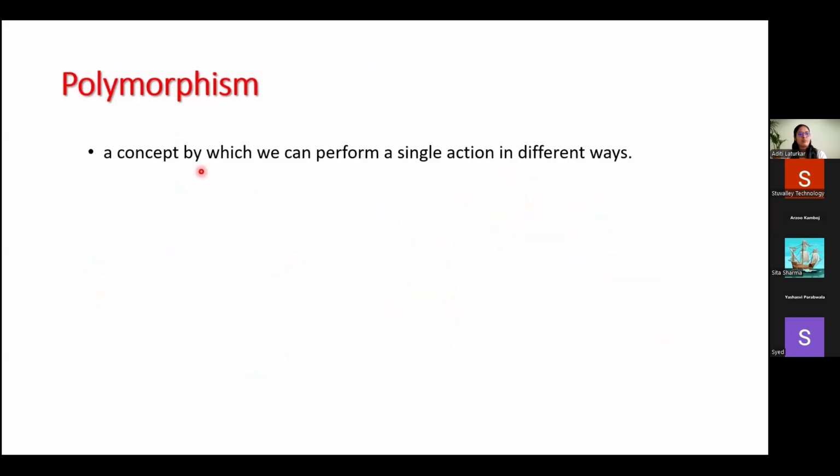And the last point from the object-oriented programming principles is polymorphism. Okay, so it is the concept. Poly means many. It is the concept by which we can perform a single action in different ways. So basically, we can give multiple forms to one thing.